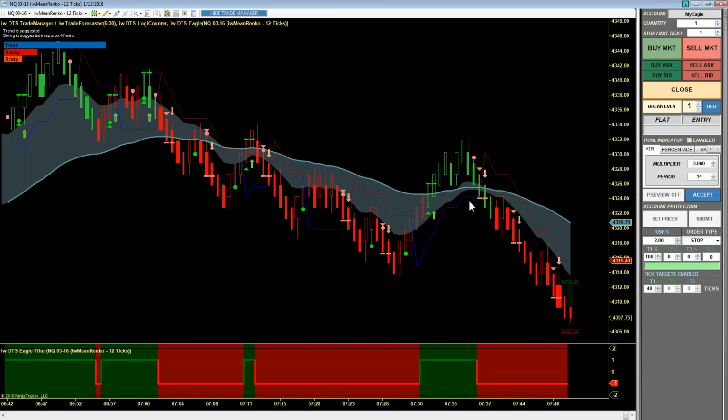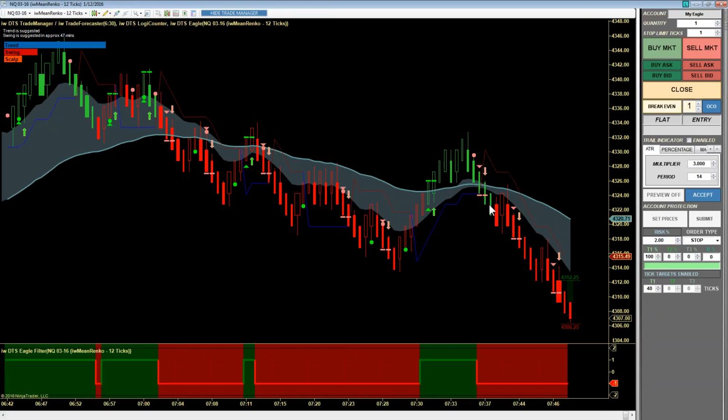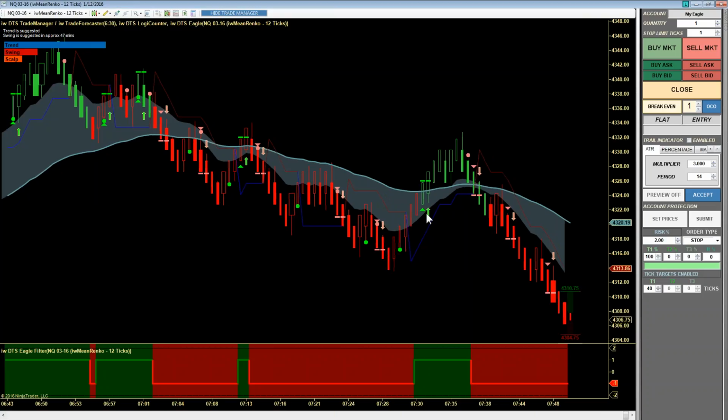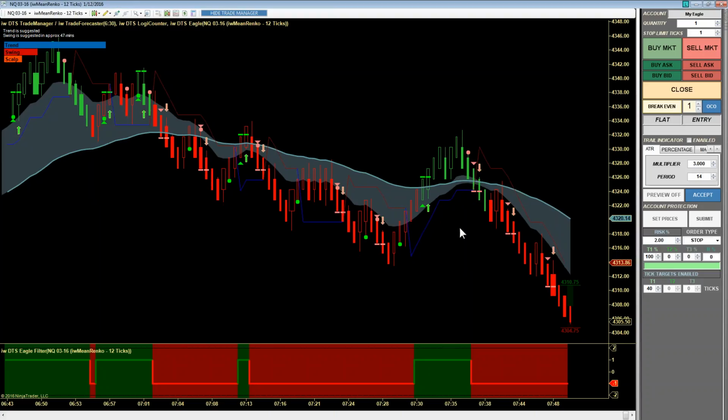I missed this as it was printing. I think I must have been focused on my Falcon trade already, but a nice green bar sell here on the Eagle. Remember with the Eagle, as soon as the market encounters the hard edge, we anticipate some sort of reaction, and the green bar sell is one of our high probability signals.